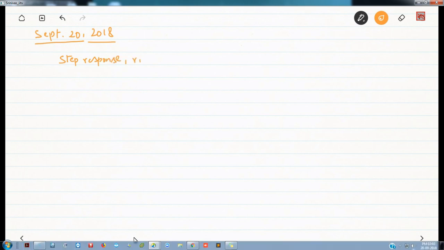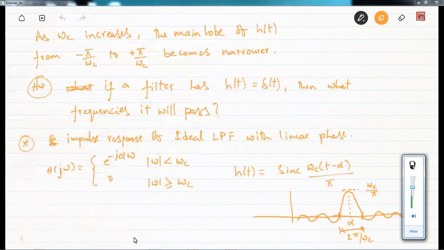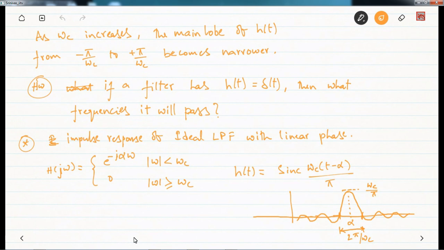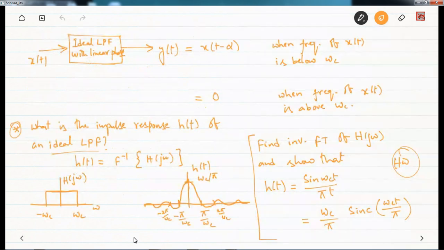We'll do step response and rise time. So if you just quickly see the frequency response and the time response of ideal frequency selective filters.